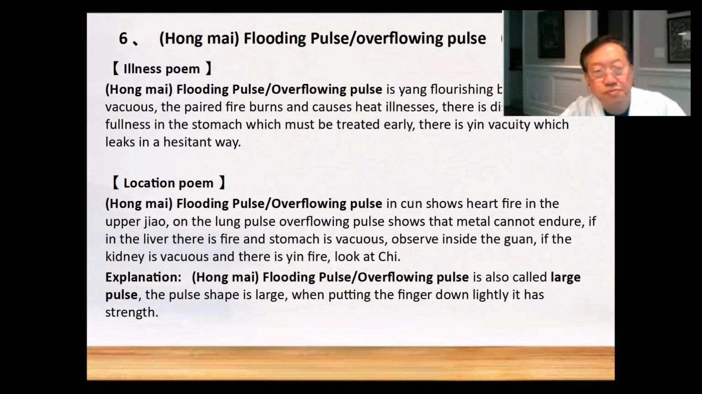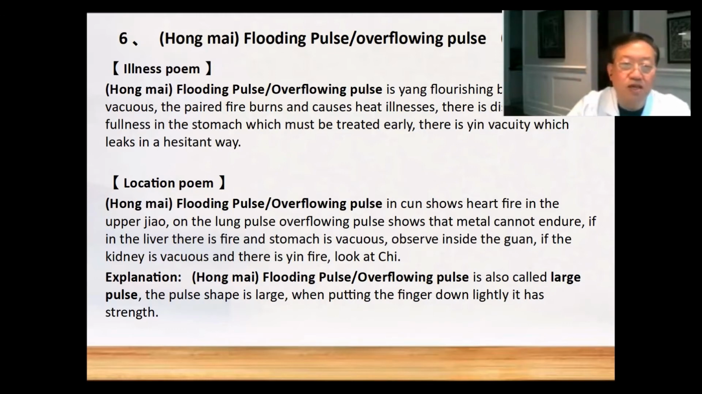6. Hongmai, flooding pulse or overflowing pulse, in the yang category. Illness poem. Hongmai, or flooding or overflowing pulse, is yang flourishing, but blood is vacuous. The paired fire burns and causes heat illnesses. There is distension and fullness in the stomach, which must be treated early. There is yin vacuity, which leaks in a hesitant way.